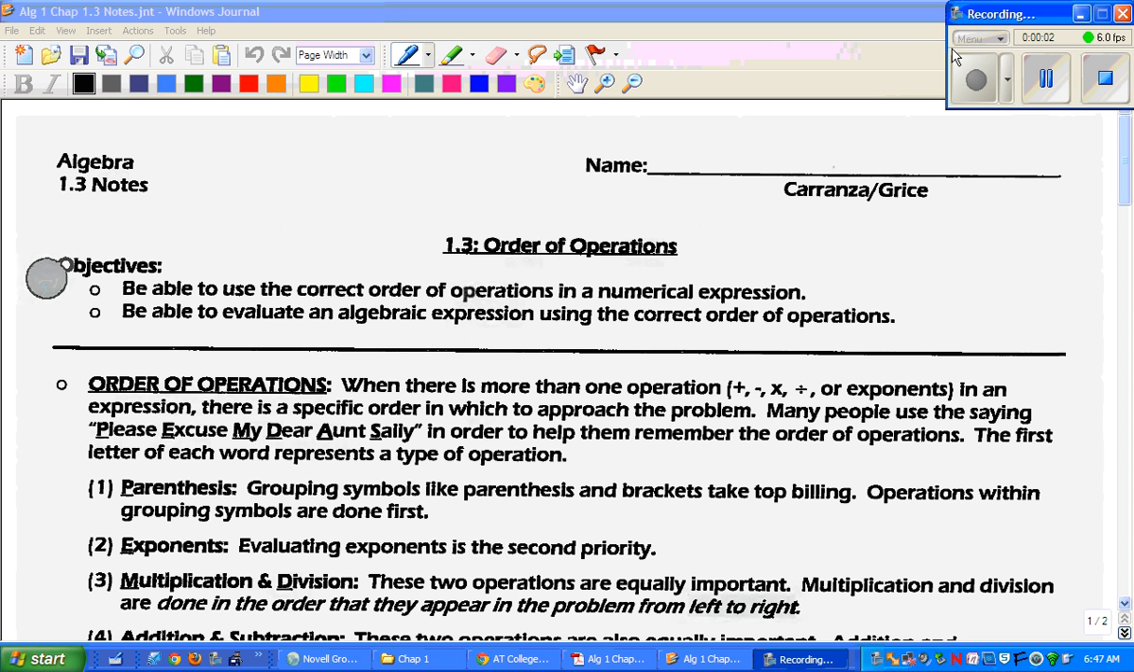Hey guys, this is Algebra Chapter 1.3. We're talking about order of operations. If we look at the very beginning, our objectives are to be able to use the correct order of operations in a numerical expression, and also to be able to evaluate algebraic expressions using the correct order of operations.